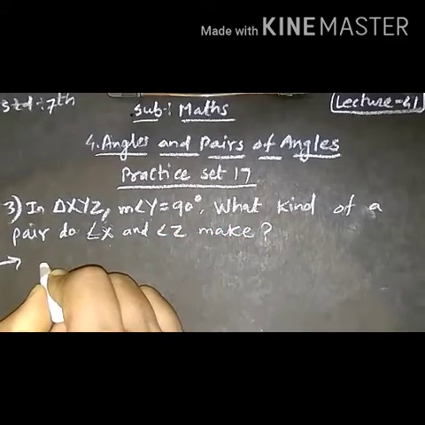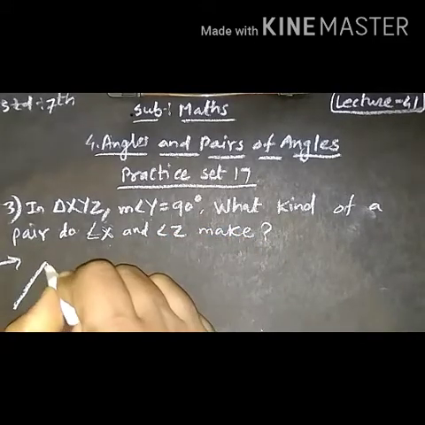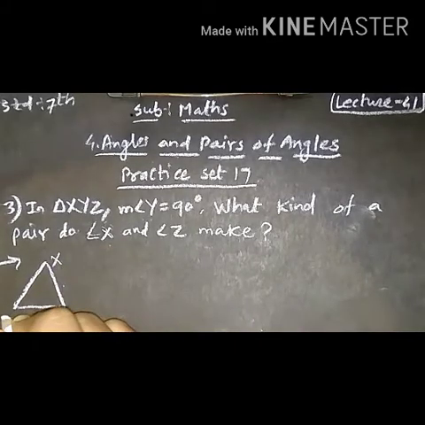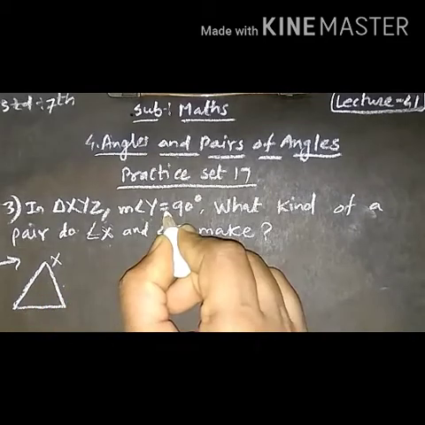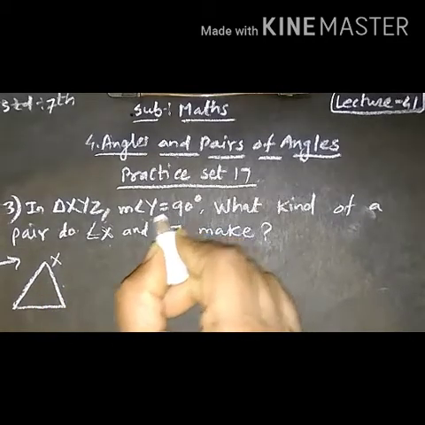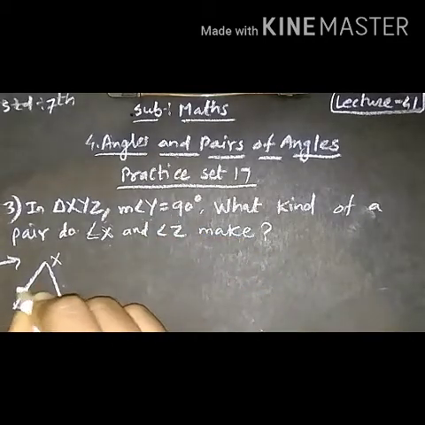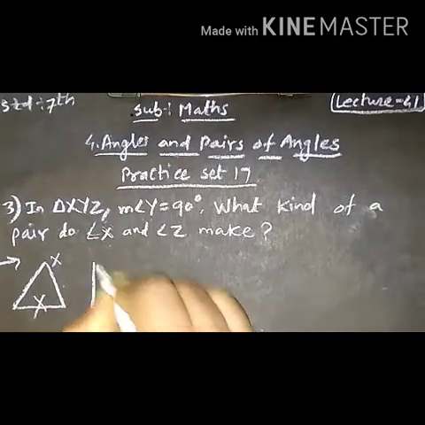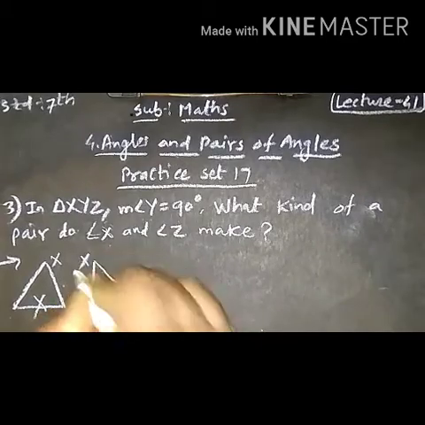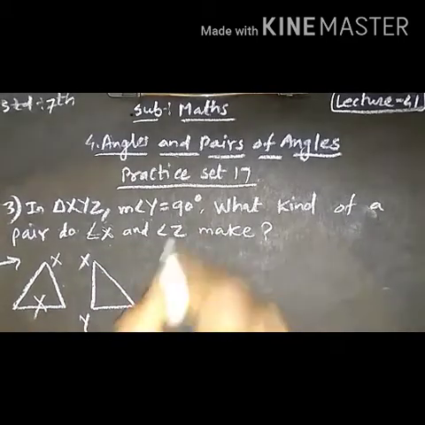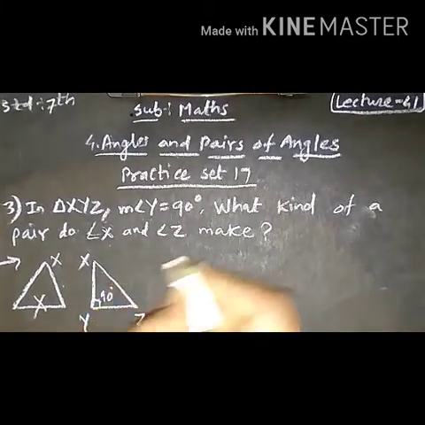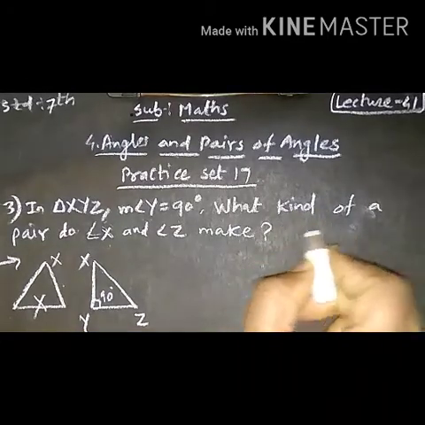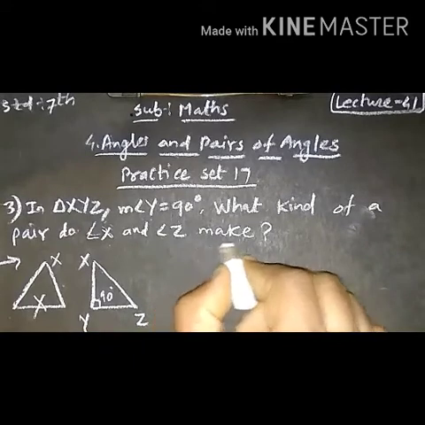So, for this, we have to draw triangle XYZ. Here angle Y is given as 90 degrees, so it means that we have to draw a right angle triangle. So this is triangle XYZ, angle Y is given 90 degrees. Now what kind of a pair do angle X and angle Z make?